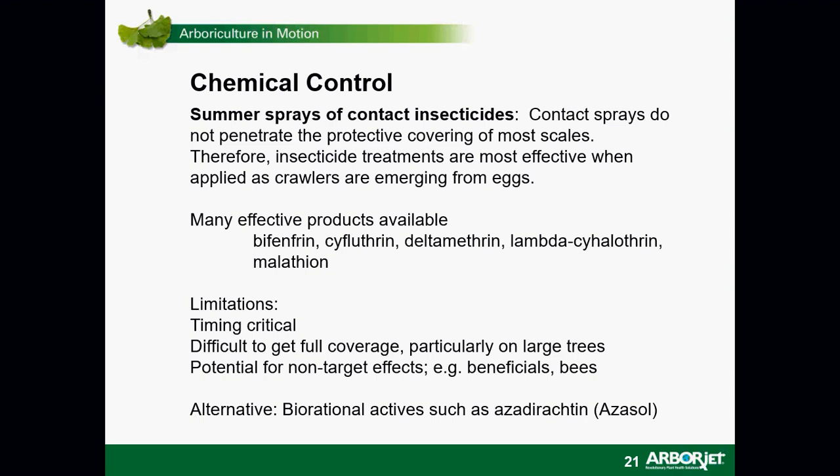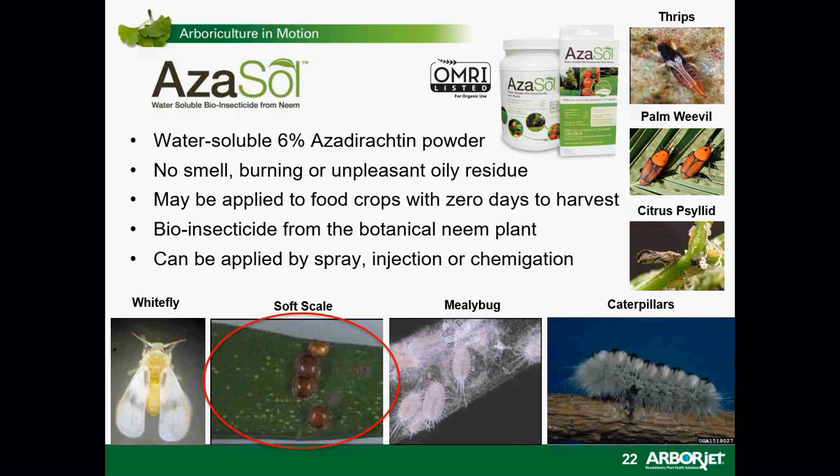An alternative to regular contact insecticides is biorational products that may include azadirachtin. Arborjet has a product called Azasol, which is very water soluble and can be applied either as a spray, a soil drench, or actual tree injection. This is a natural product extracted from the neem tree. It's OMRI listed, and has no smell or unpleasant oily residue like some products do. If applied to a food crop, the re-entry interval is 0 days. So again, a very safe product and quite effective against scales, particularly soft scales.